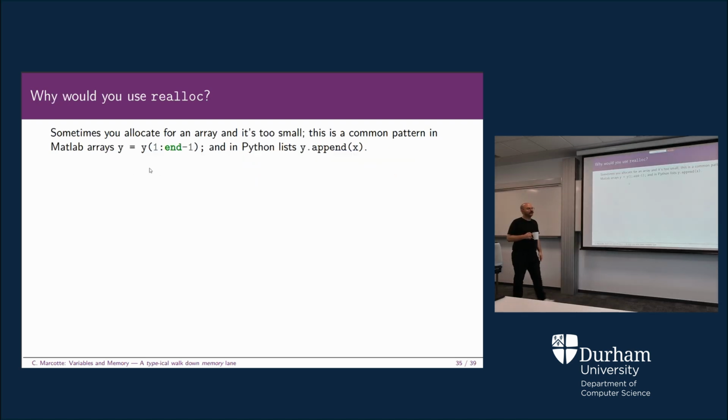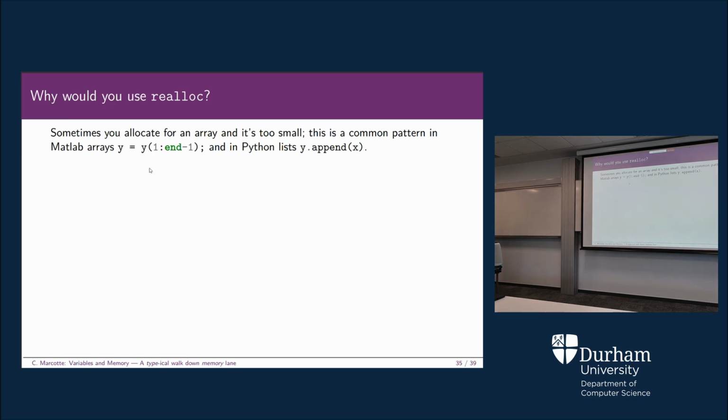Now, why would you use realloc? Well, sometimes you allocate for an array and it's too small. This is a common pattern in MATLAB, for example. In this case, you have a MATLAB array y, and you're just saying y is equal to y 1 through n minus 1, or y through n plus 1. And in Python, you might do y.append(x) for a list.